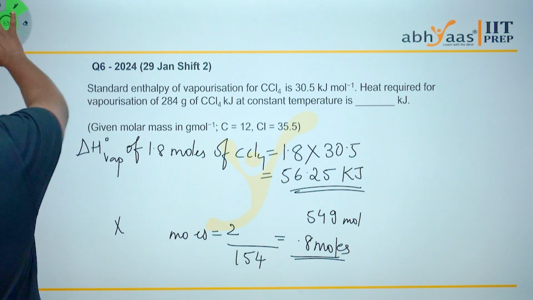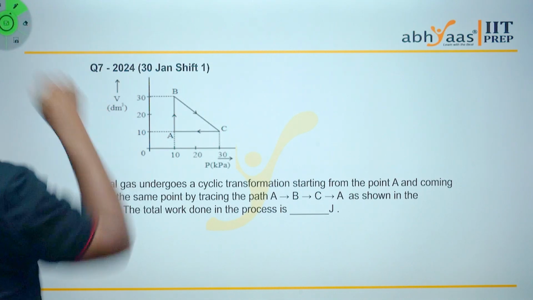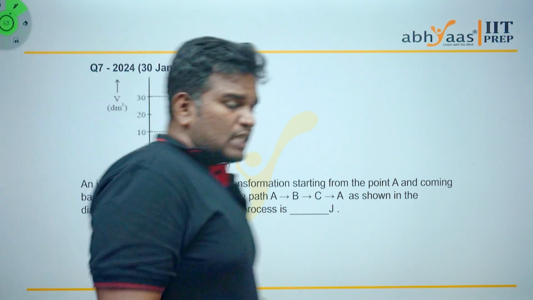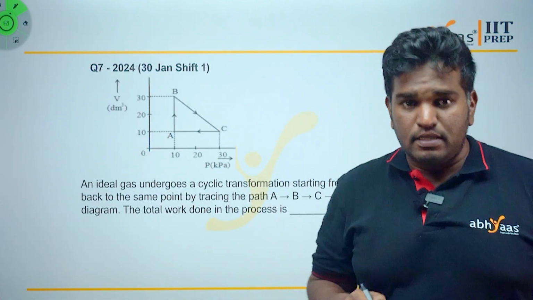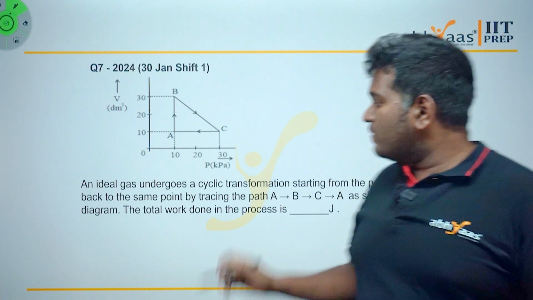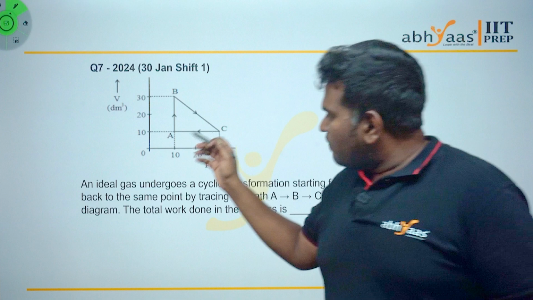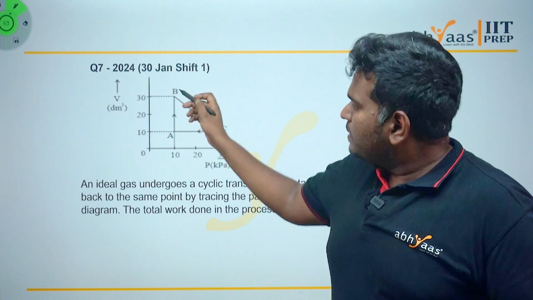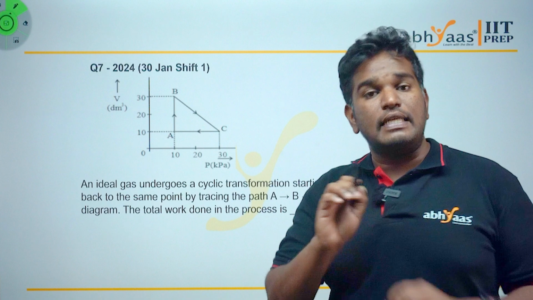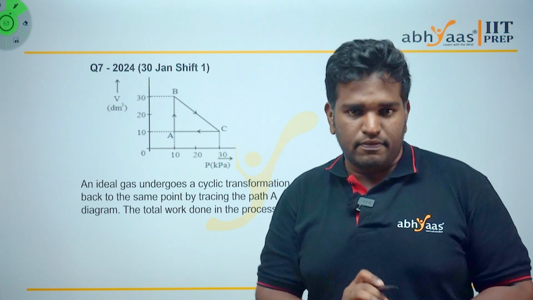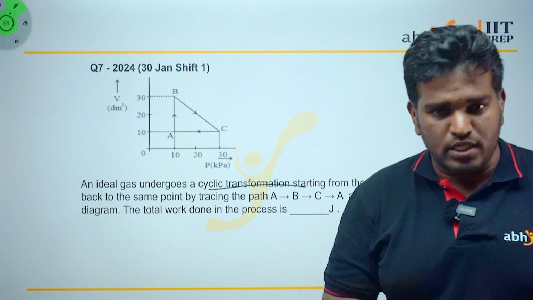Now, the next question, and here you are having an interesting graph. So this is actually a graph showing the work done by an ideal gas, and you can see that it is a cyclic transformation. That means the work done is actually from A to B, then to C, then to A again. So the starting point and the ending point is the A itself, right? So we can say that it is a cyclic transformation, right?